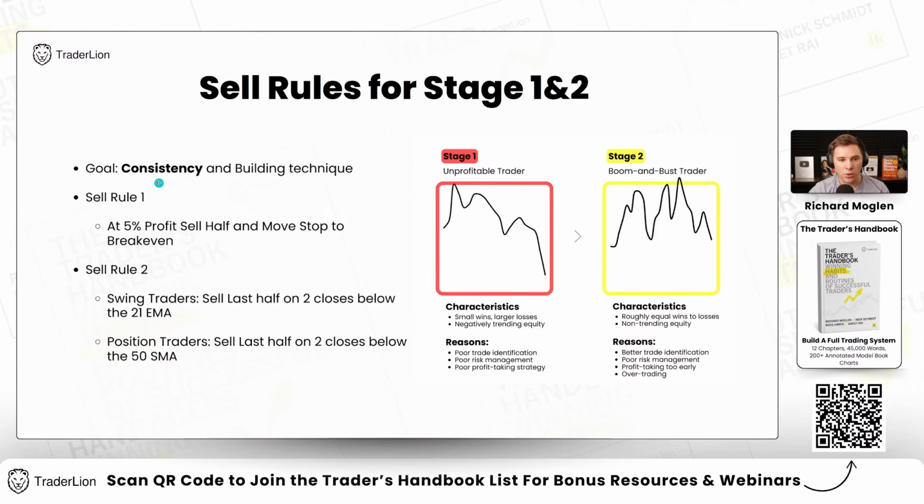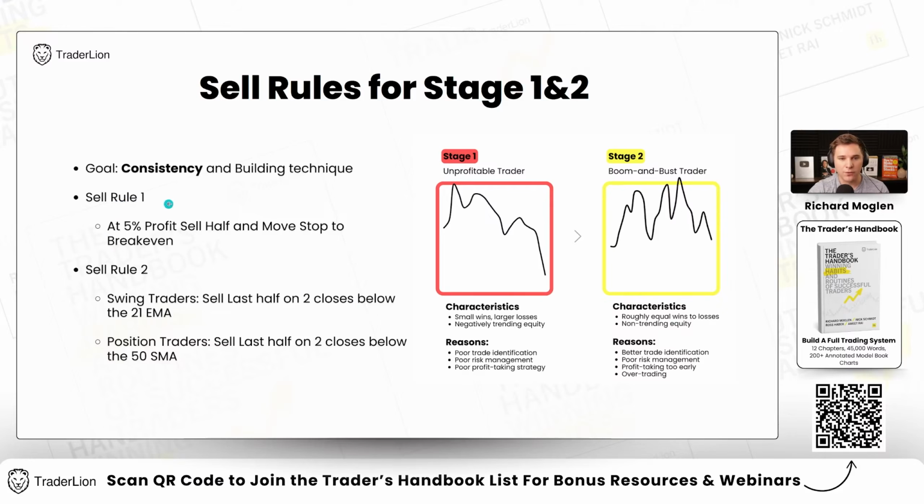So again, the major goal is consistency and building sound habits, building technique that will help you later on in your career. So for these traders, and these rules may feel constricting, but that's really the point for stage 1 and stage 2 traders who are experiencing a negative equity curve, not a lot of confidence, not a lot of success. That's the reason why these are so strict, is because we're trying to help these stage 1 traders stop the losses and allow them to participate in the winners.